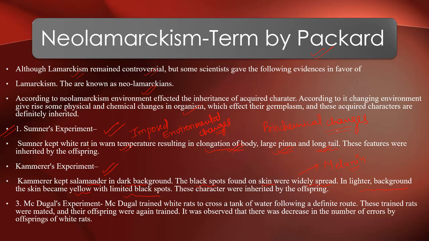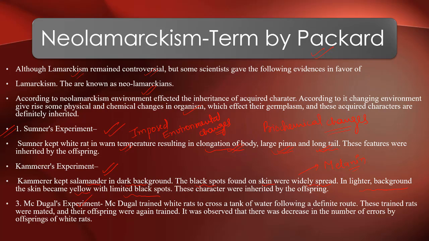Sumner's experiment: he kept white rats in warm temperature, resulting in elongation of body, large pinna and long tail. These features were inherited by the offspring. Kramer's experiment: Kramer kept salamanders in a dark background. The black spots found on the skin were widely spread because of the greater production of melanin. In a lighter background, the skin becomes yellow with limited black spots. These characters were inherited by the offspring.